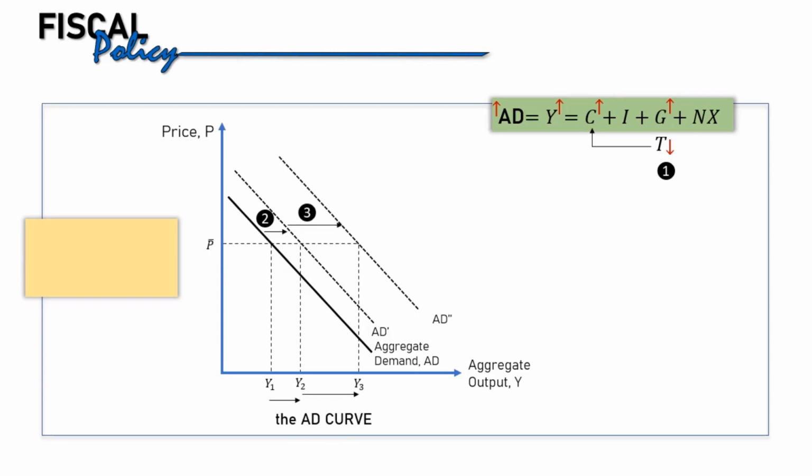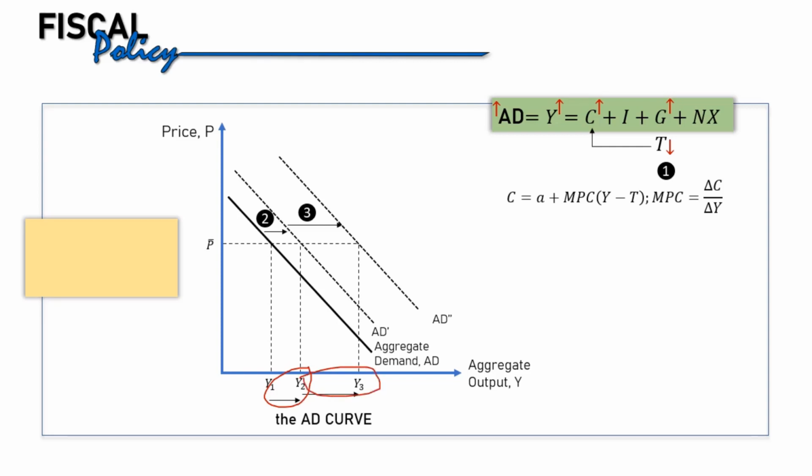So if G, for example, increases by 5 billion, Y will increase more than 5 billion for sure. As can be seen from here, this is the initial impact when G increases: Y increases from Y1 to Y2. And this is the multiplier effect: Y increases from Y2 to Y3. How to calculate the full effect?